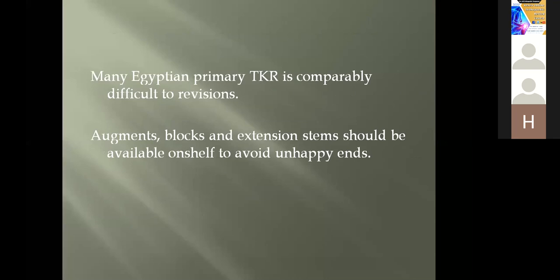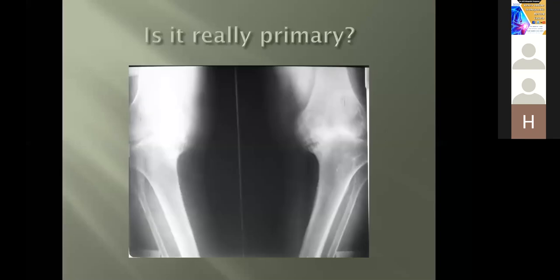Augments, blocks, and extension stems should be available on the shelf to avoid unhappy ends for you and your patients. This is one type of primary knee osteoarthritis that we see in our clinics in Egypt and in other Middle East countries. The patient usually is reluctant to seek surgical treatment during early phases, and he is postponing the surgery, taking more medications, more analgesics, till he comes with such a picture, which is much more comparable to difficult revision cases in many Western and US countries.